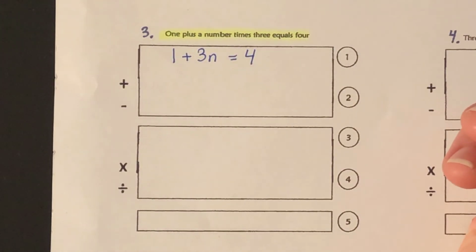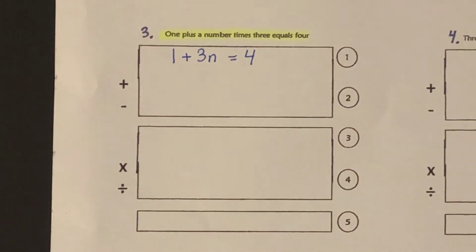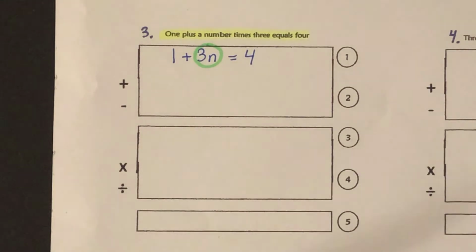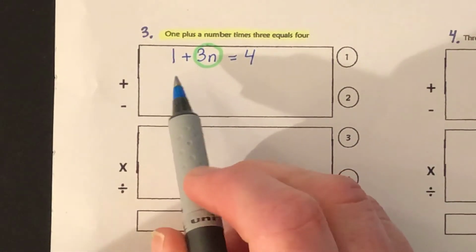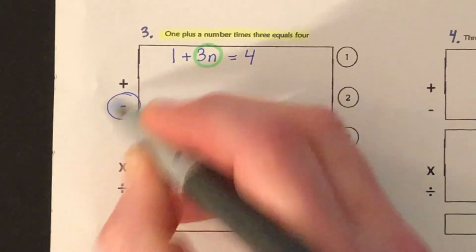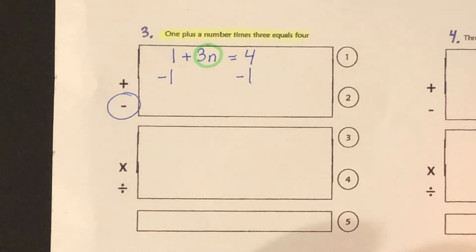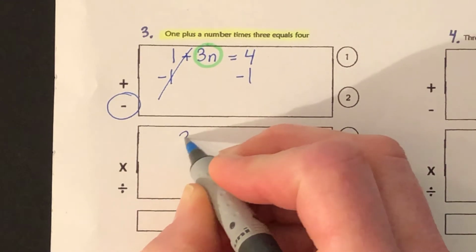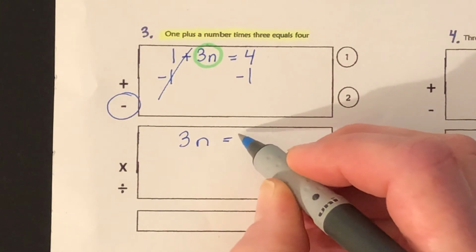All right, so step 2, decide if I need to add or subtract. Well, I want to get the variable term by itself. Here's my variable term, but I've got this 1 in the way. So I will subtract 1 from both sides. Now I write the new problem. That cancels out, and I have 3n equals 4 minus 1 is 3.